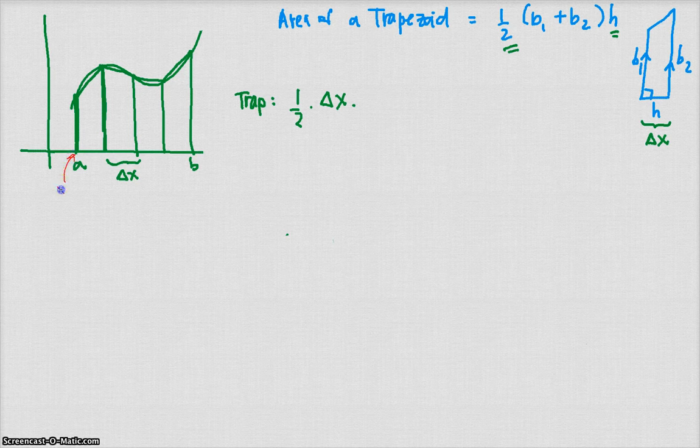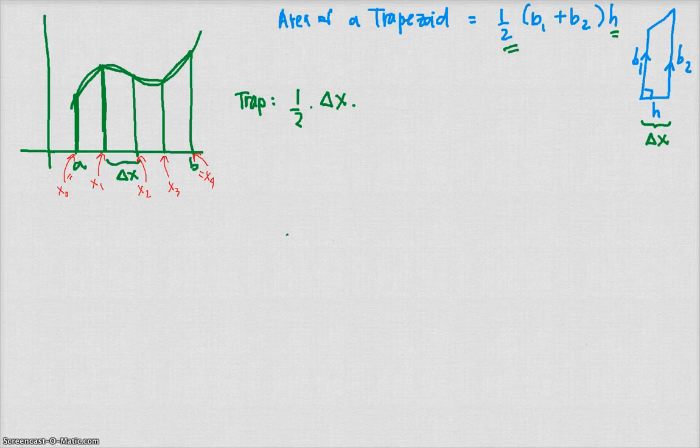So we're going to go back to labeling them: x sub 0, which is going to be equal to a, x sub 1, x sub 2, this input x sub 3, and b will equal x sub 4, which is right there.